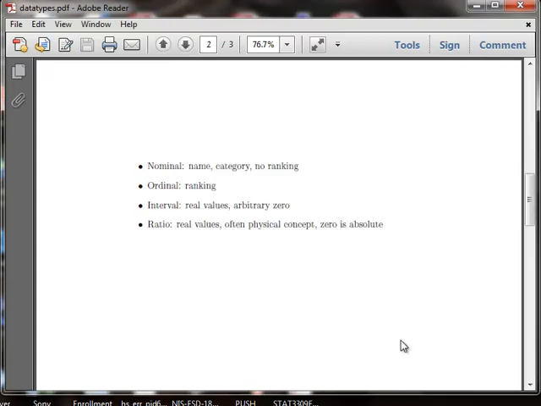Sometimes, and you'll see this in your book, you'll see data broken down into four pieces: nominal, ordinal, interval, and ratio. Now nominal are data that have a name associated with them or a category, no ranking. So there again, that's another nice example of how many items colored blue are there, how many are red, and so on. Now ordinal has a ranking associated with this, whereas nominal does not.